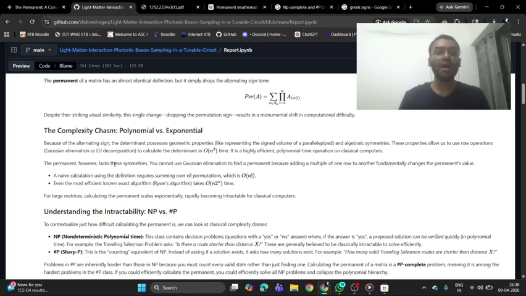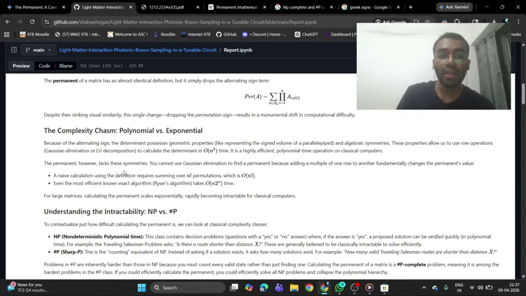The permanent, however, lacks these symmetries. You cannot use Gaussian elimination to find a permanent because adding a multiple of one row to another fundamentally changes the permanent's value.